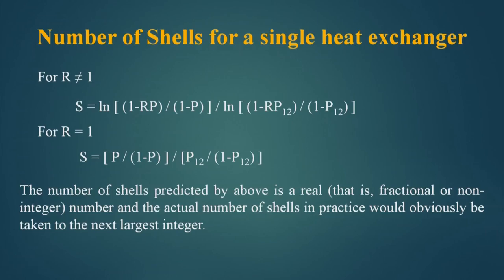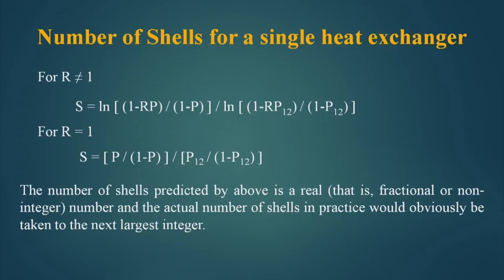Now, based on this, we can have two equations to find out the number of cells. For R not equal to 1, S is equal to ln of (1 minus RP divided by 1 minus P), and then the whole divided by ln of (1 minus R P12 divided by 1 minus P12), where P12 is equal to XP into P max. For R equal to 1, the number of cells is P divided by (1 minus P), whole divided by P12 divided by (1 minus P12).